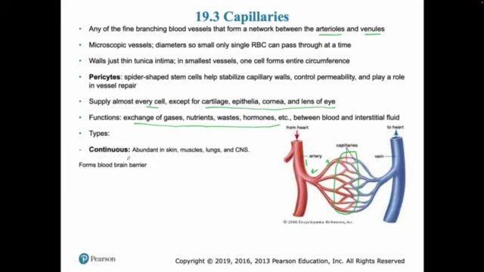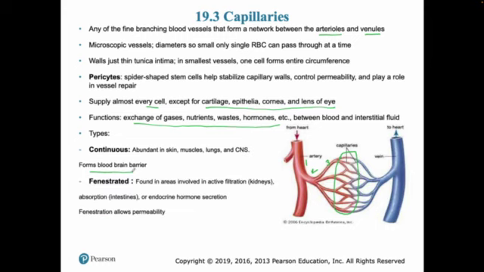Capillaries can be continuous, which means they're abundant in skin, muscle, lungs, and central nervous system, or they can form the blood-brain barrier. Or they can be fenestrated, meaning a little bit of gaps in between. This allows permeability, and therefore they are required where there is some form of filtration or absorption, like in kidneys and intestine.